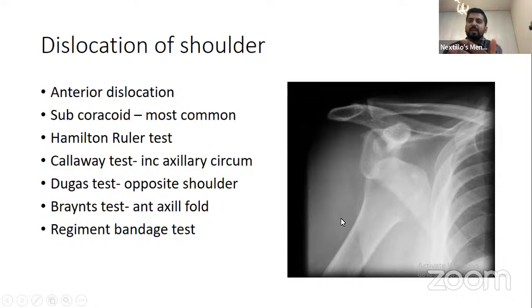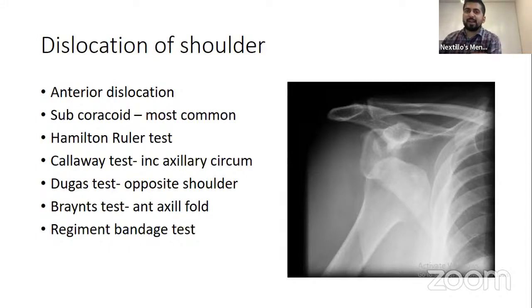But obviously in this case it will not be possible, because in this dislocation the patient will keep his elbow like this. The patient will not be able to adduct his upper limb, and the ruler will obviously not pass through the lateral epicondyle.